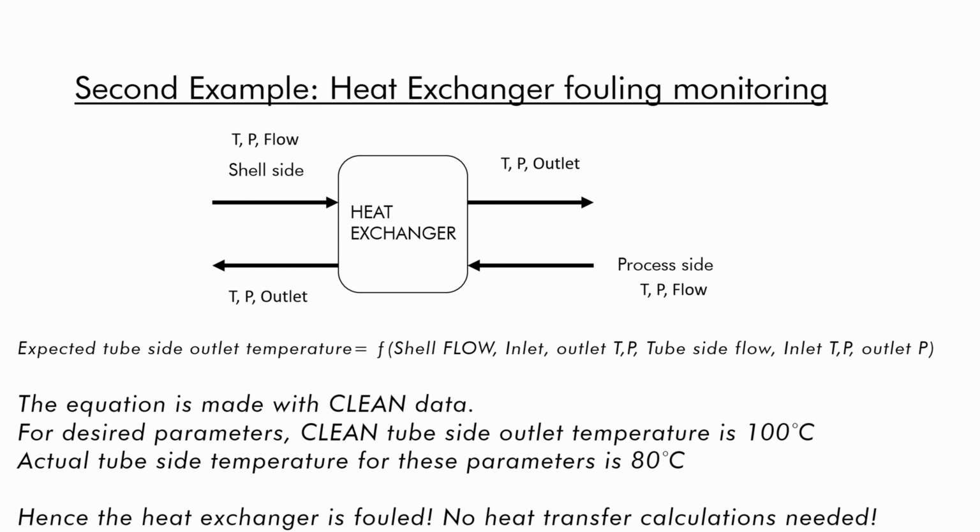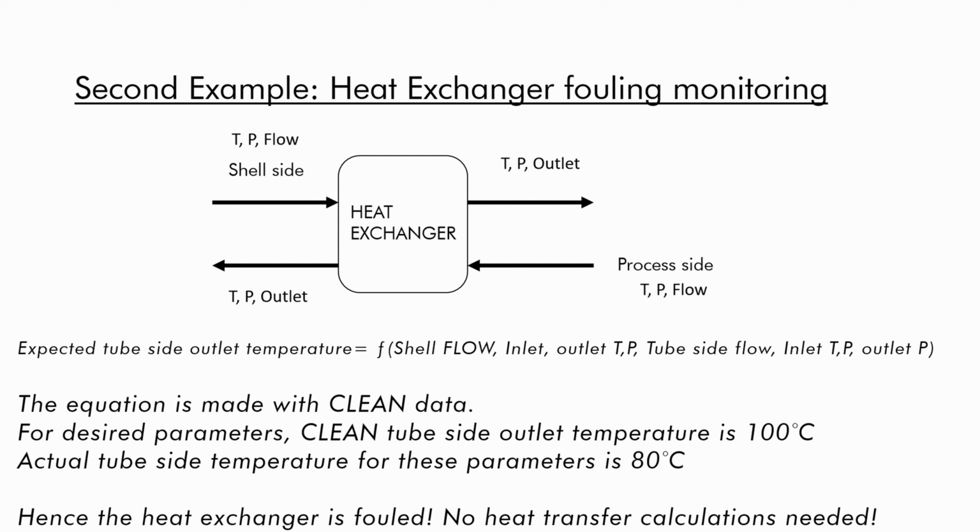The second example is many times there are heat exchangers in industry which are used to heat or cool fluids. So there is a process side fluid which comes in the heat exchanger and is heated or cooled, and then there is a shell side fluid which either heats or cools. Now let's say we have an equation using data analytics which gives the expected outlet temperature as a function of all these measured parameters, and you build this model using the data when the heat exchanger was clean.